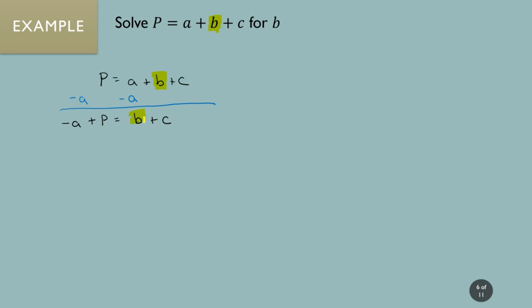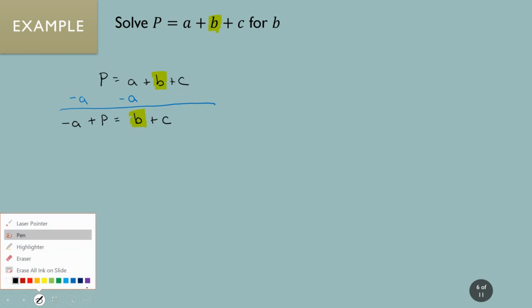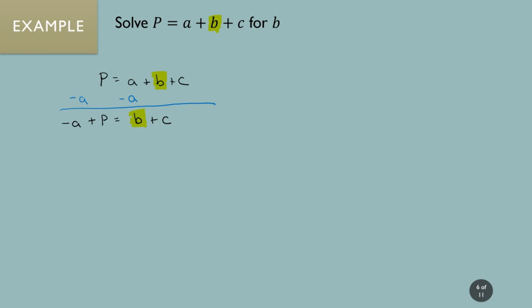So we want to solve for B. Now we want to subtract C, because that's on the same side. So I'm going to subtract C from both sides. And the C is not the same variable as the A or the P. So again, I'm going to put that kind of off to the side.